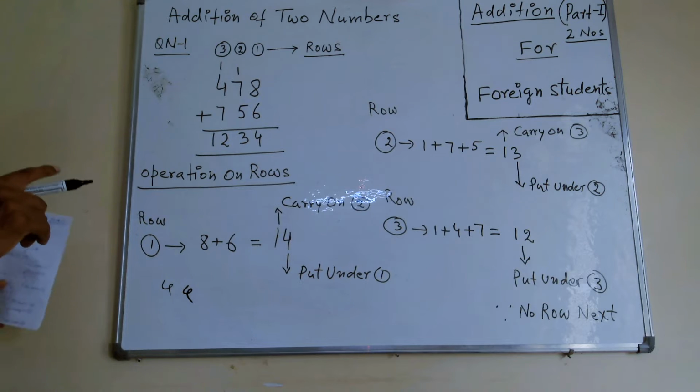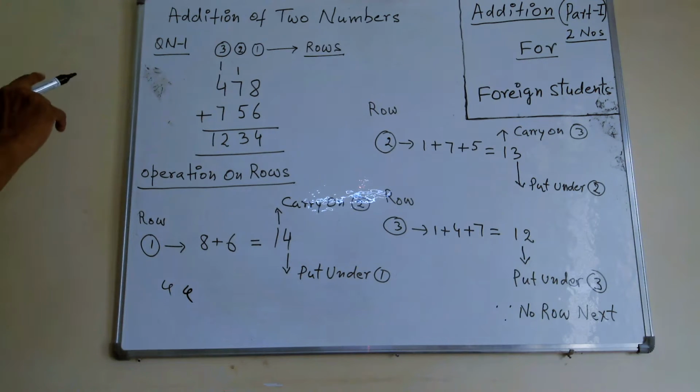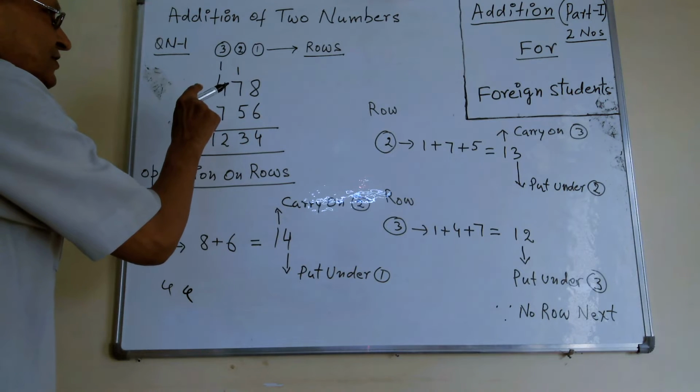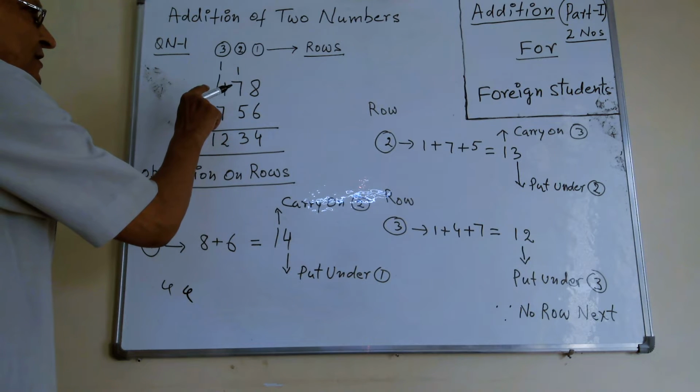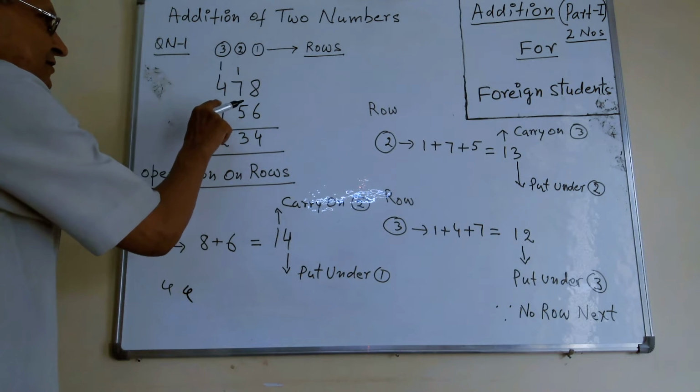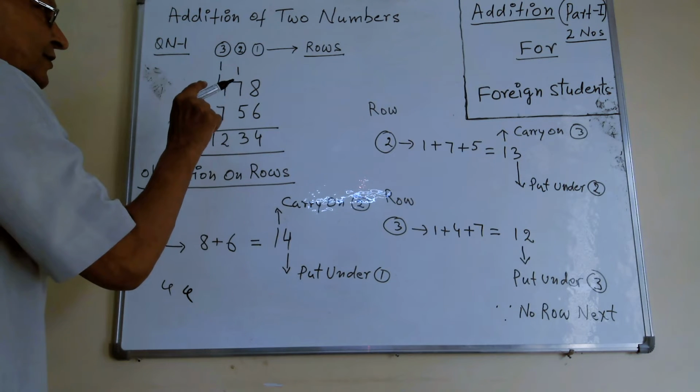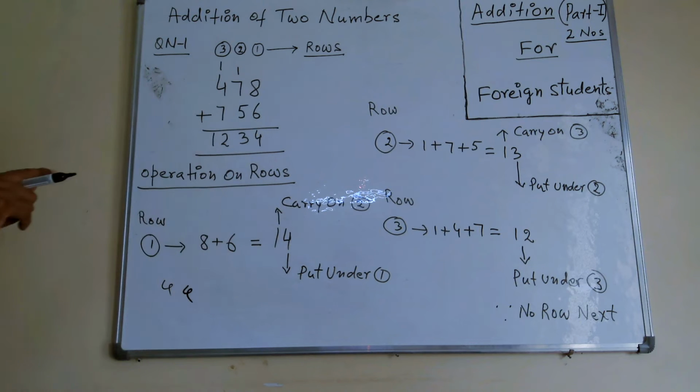Will you add two numbers? I am taking the first question. There are two numbers: 478 and the second number, 756. We have to add these two numbers.